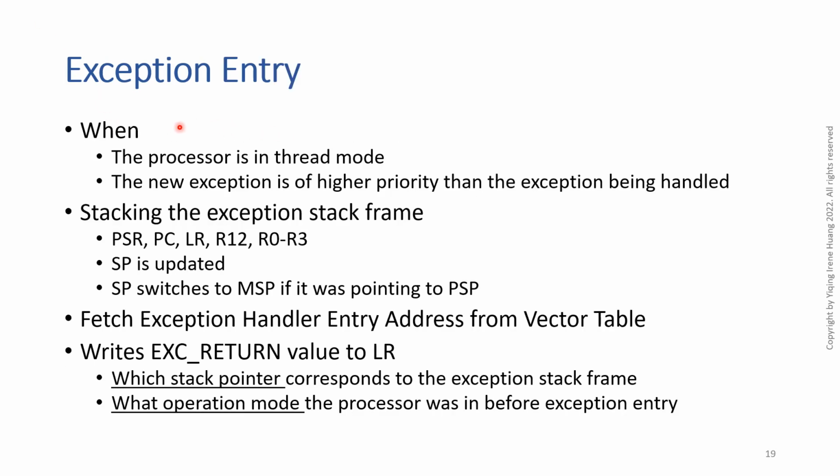Exceptions happen under two different situations. The first one is a simple one. We're in thread mode and an exception happens, we enter the exception handling. And the second one is a bit more complicated. It's what we call nested interrupt handling. Basically, we're already in the exception handling process, and then a new exception with higher priority happens. Then the current exception handler will get interrupted by this new exception, and then we enter another exception handling process.